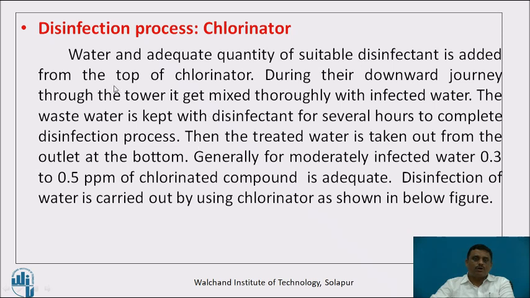Now how is this process carried out? The process is carried out by using a chlorinator. Water and an adequate quantity of suitable disinfectant is added from the top of the chlorinator. During their downward journey through the tower, it gets mixed thoroughly with infected water. The wastewater is kept with disinfectant for several hours to complete the disinfection process. Then the treated water is taken out from the outlet at the bottom. Generally, for moderately infected water, 0.3 to 0.5 ppm of chlorinated compound is adequate. Disinfection of water is carried out by using a chlorinator as shown in the below figure.